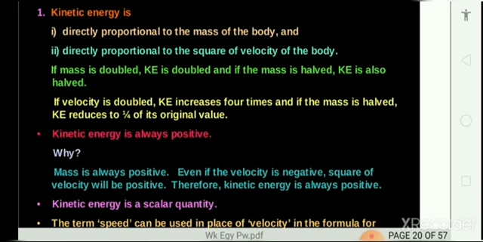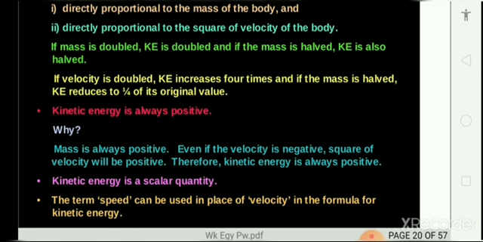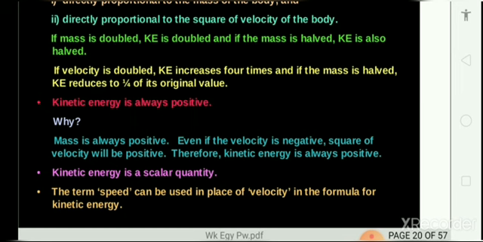Remember that kinetic energy is directly proportional to the mass of an object and directly proportional to the square of its velocity. If the mass is doubled, the kinetic energy is doubled, and if the mass is halved, the kinetic energy is also halved. So if you change the mass of an object, its kinetic energy will change, although you are giving the same force on the object. If the velocity is doubled, the kinetic energy increases 4 times, and if the velocity is halved, the kinetic energy is reduced to 1 upon 4 of its original value.